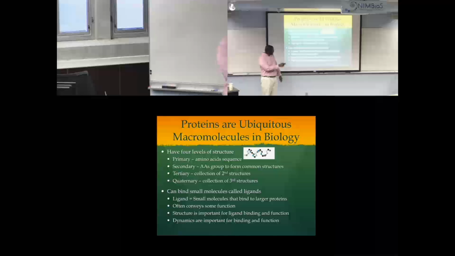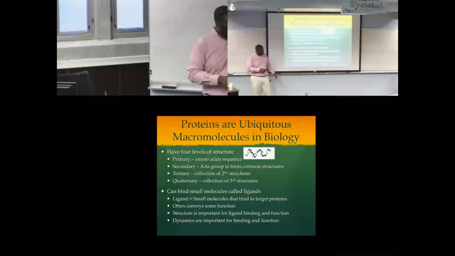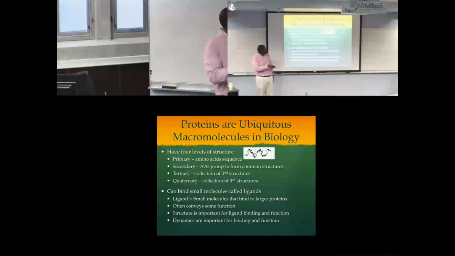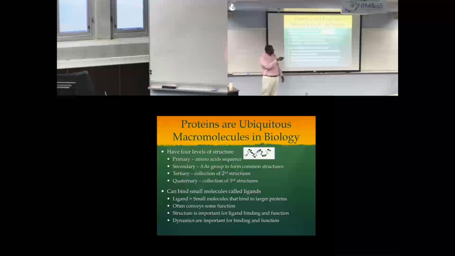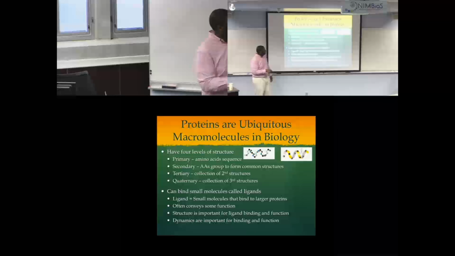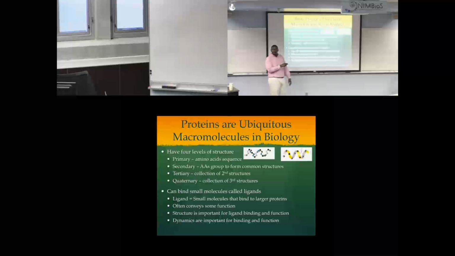Which first is the primary structure. You can see here, they're like a beaded necklace, right? Each one of these little beads is an amino acid. You arrange these amino acids over and over again, and after a while, if you get enough of the proper amino acids together in sequence, you start to form what's called secondary structure.